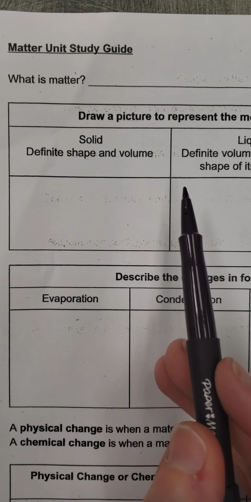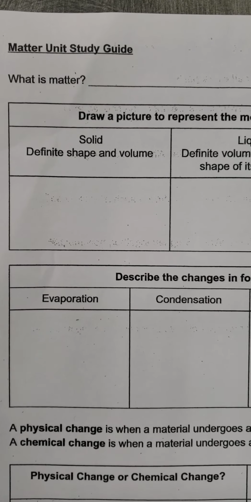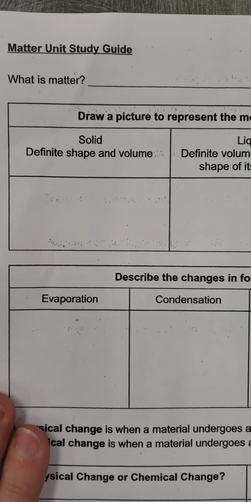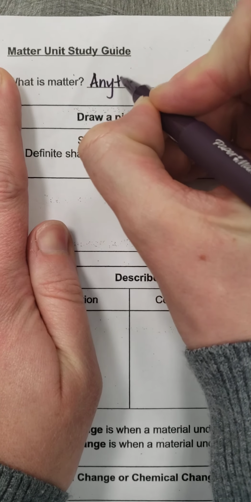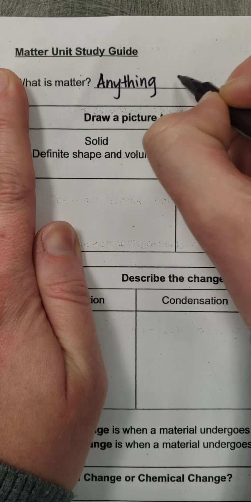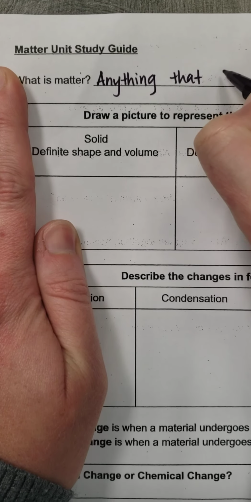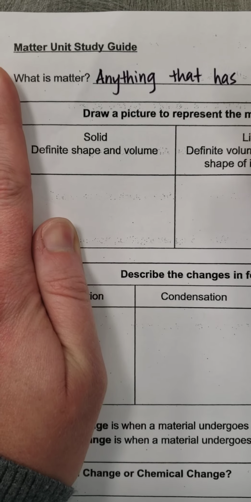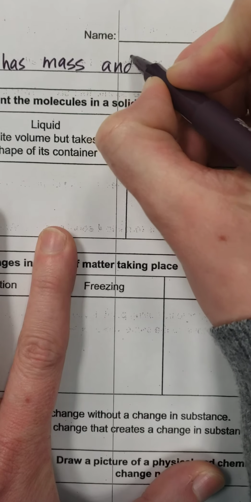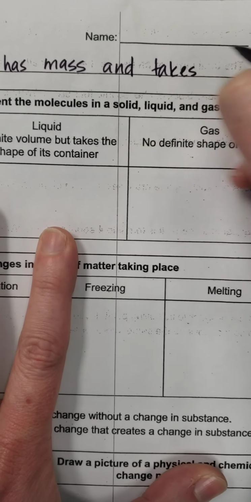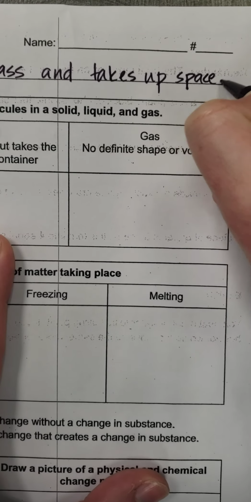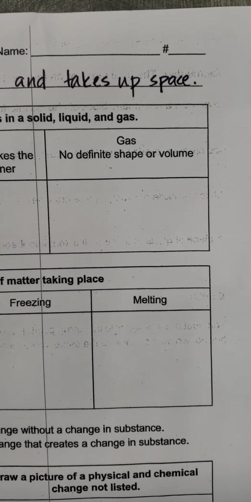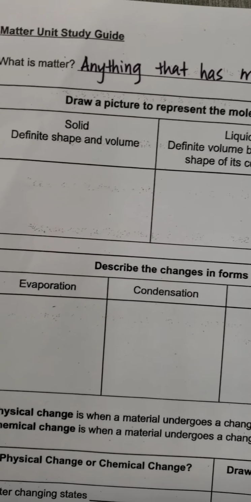So what is matter? Most of this we went over yesterday in Zoom and through our slide practice. Matter is anything that has mass and takes up space. So anything that has mass and takes up space is matter. Okay? That's the definition of matter.